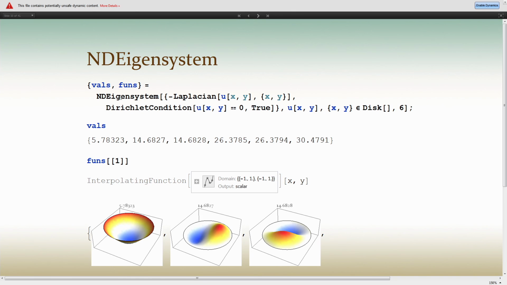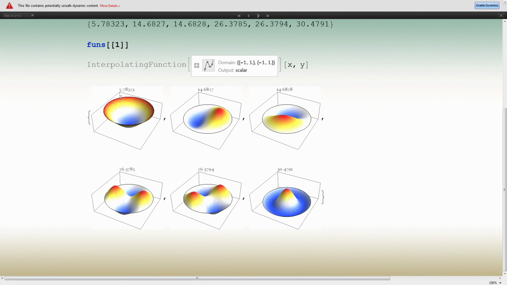Here's a more complicated example. Now we've changed the region to a disk, and also specified a boundary condition. So this is a constrained eigenvalue problem. We say the dependent variable is 0, and True means everywhere on the boundary. These are the corresponding values. And these are the interpolating functions, and here are plots of some of them.